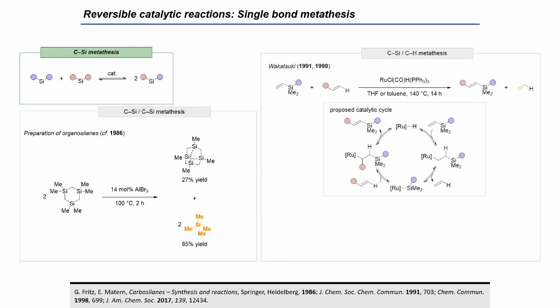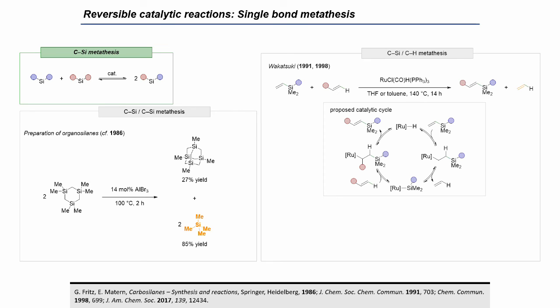Another interesting strategy circumventing the poor product selectivity often affiliated with alkene metathesis reactions was developed by the group of Wakatsuki. By using a ruthenium-based catalyst, a carbon-silicon/carbon-hydrogen bond metathesis between vinyl silanes and monosubstituted alkenes was realized. This reaction is driven by the release of ethylene and gives vinyl silanes.